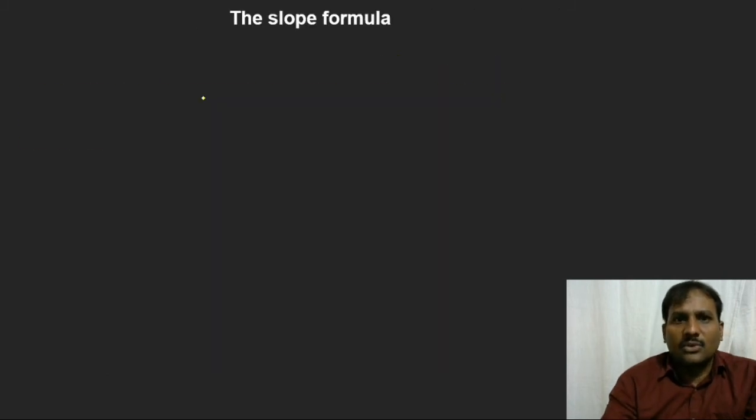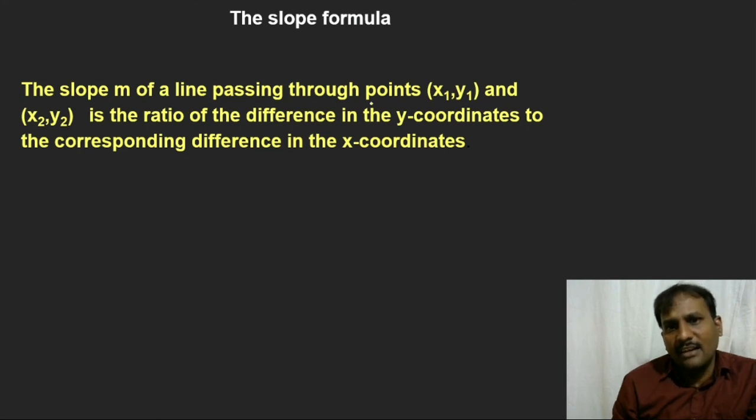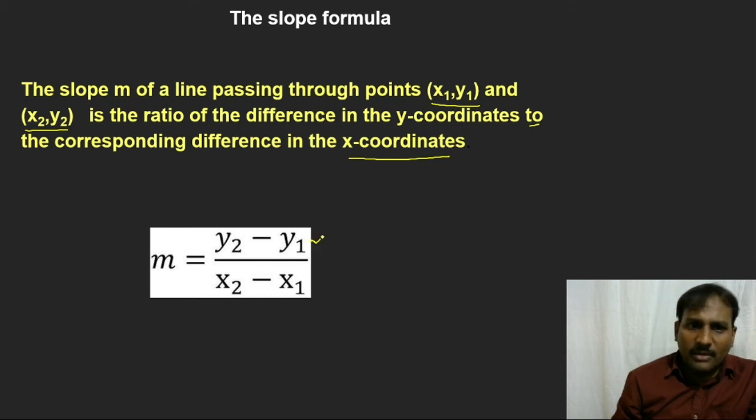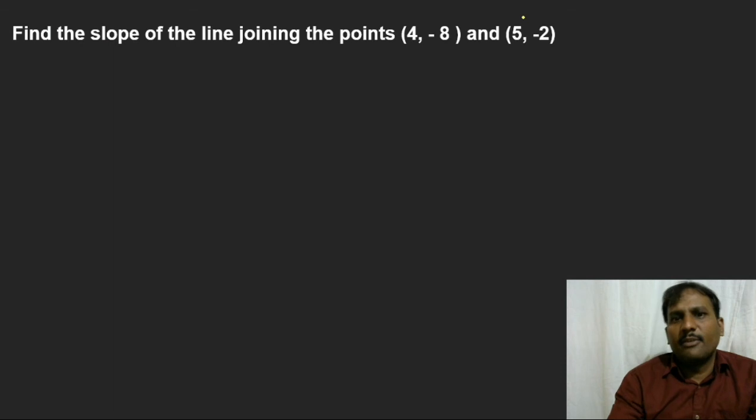Okay. So this is the formula. The slope m of a line passing through the points x1, y1 and x2, y2 is the ratio of the difference in the y coordinates to the corresponding difference in the x coordinates. So that is nothing but y2 minus y1 by x2 minus x1. Let's have a problem on this.